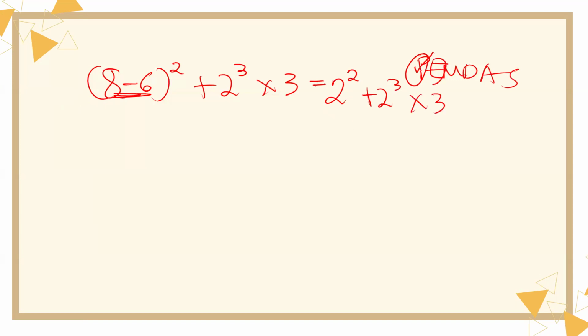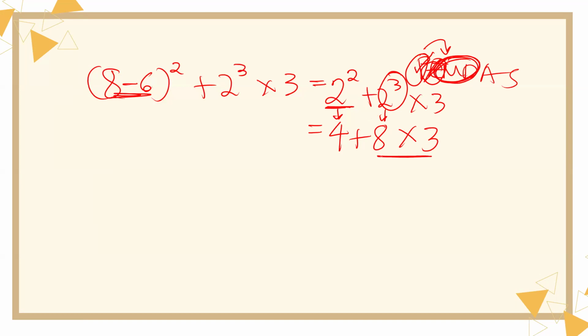Then we solve exponents, right? What's 2 squared? That's 4 plus what's 2 cubed? 8, right? So we solve for exponents next because that's the next one after solving for those in parentheses. Then copy the rest of the equation times 3, right? Then the next step is multiplication and division. Do we have any of these two operations?